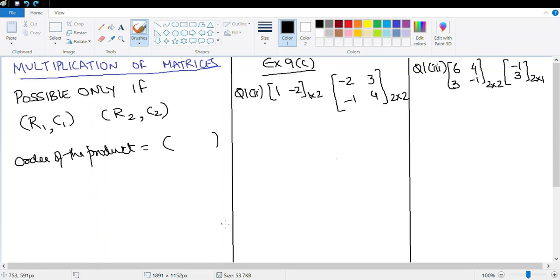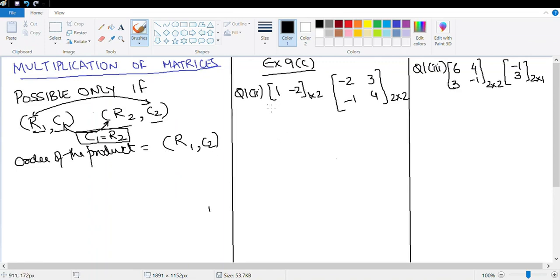There is one specific condition: it is possible only if C1, which is column 1, is equal to R2, row 2. This means the number of columns in the first matrix is equal to the number of rows in the second matrix. And the order of the final product would be R1 by C2. Let's see a couple of questions and it will become slightly more clear.